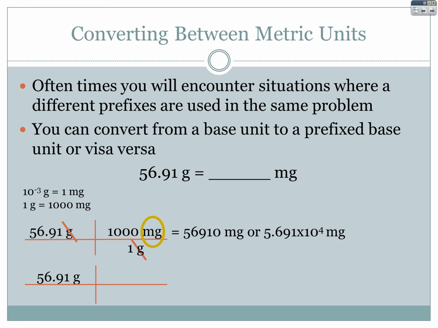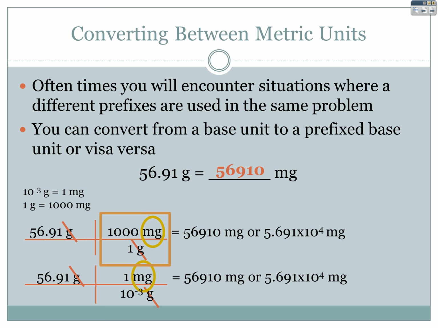So the other way to look at it is you have 56.91 grams, you have 10 to the negative 3 grams, and 1 milligram. It's the same thing where we're canceling out the grams on the top with the grams on the bottom, leaving us with milligrams, and we get the same answer. It's just a different way of looking at what conversion factor you are using. So our answer is 56,910 milligrams.